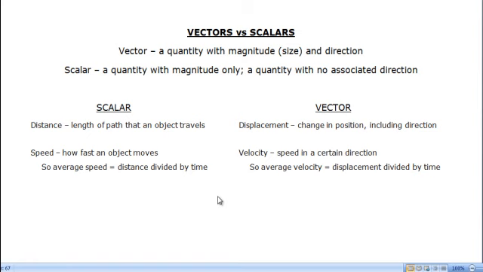Another example would be acceleration. I'd like to suggest you take a moment, pause the recording, and decide for yourself whether you would figure acceleration is a vector or a scalar.